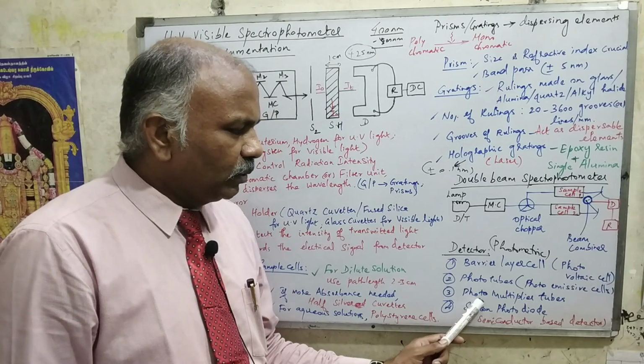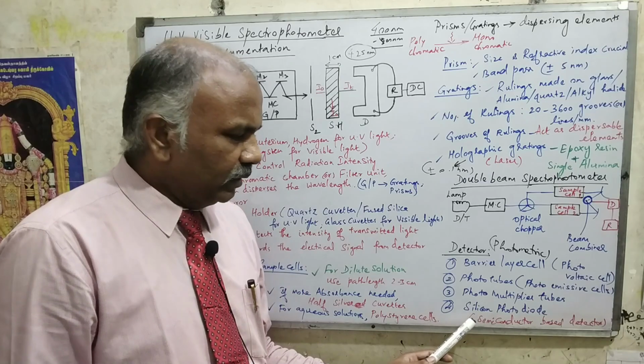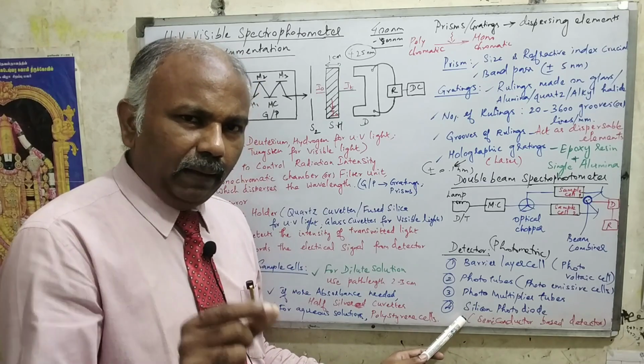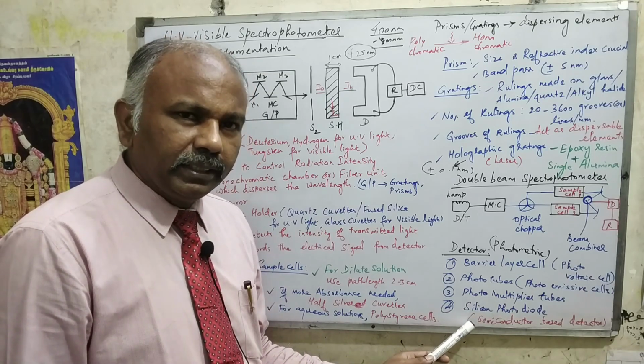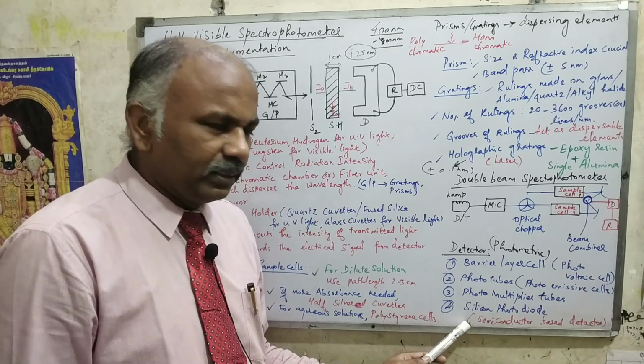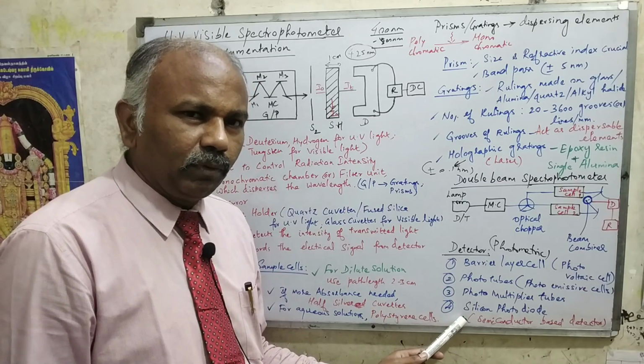And then we are also using semiconductor based detectors such as the silicon photodiode. When the energy gap is very small, we use these silicon photodiode semiconductor based detectors. They also give good accuracy, right? So these are all the 4 types of detectors we are using in UV visible spectrophotometry.